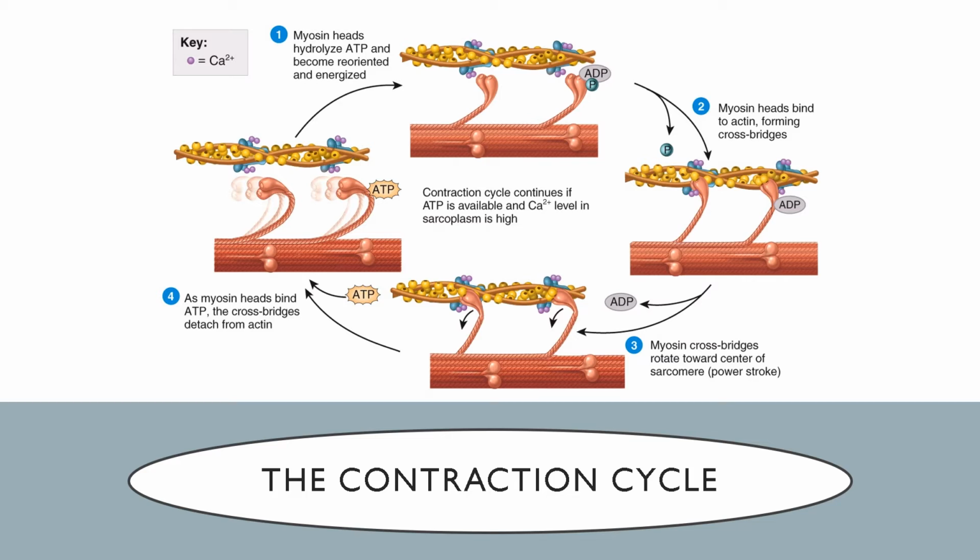So here again in this picture, we could see the key that has calcium, which are the little purple circles. And let's go through this 4-step contraction cycle. So here at the top, we have step 1. This is the ATP hydrolysis step.